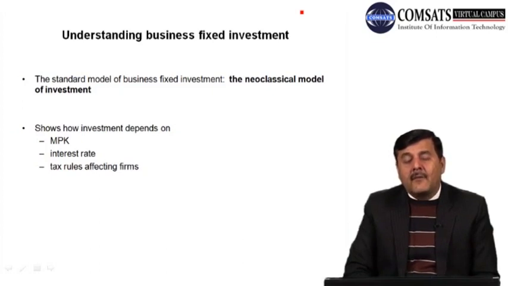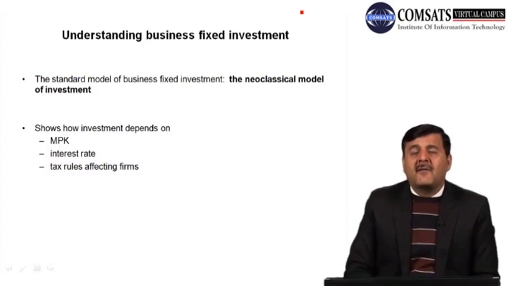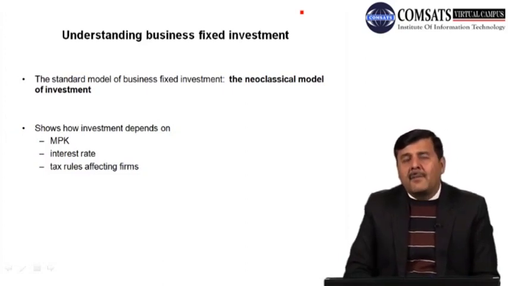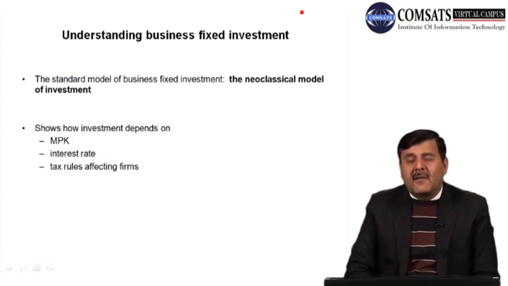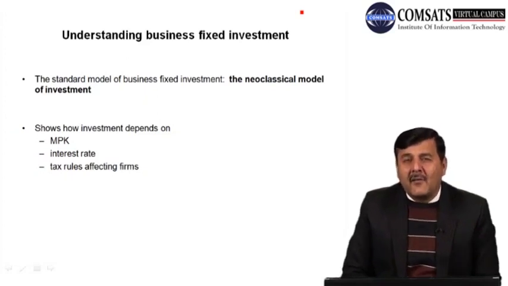Now, how does it depend on marginal productivity? What is marginal productivity about? We discussed in chapter 3 that marginal productivity of capital means the change in output due to one extra unit of capital in the production process. So that is known as the change in total output, total production, due to one extra unit of capital.